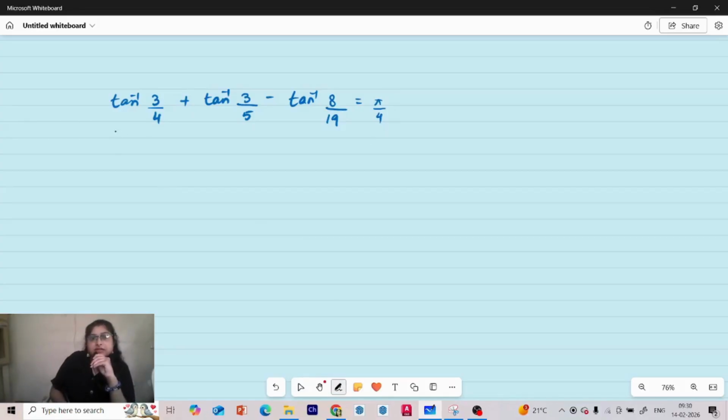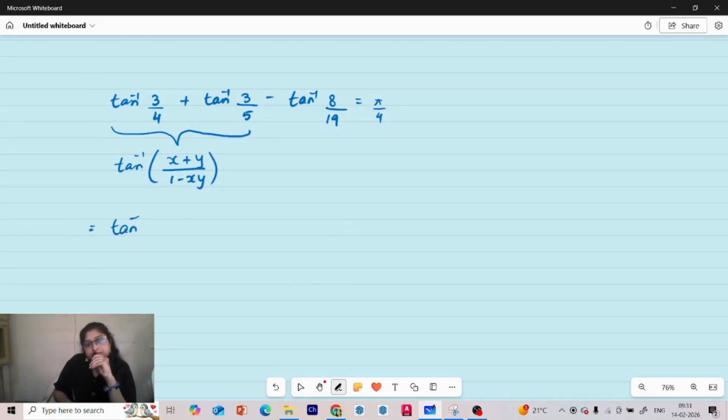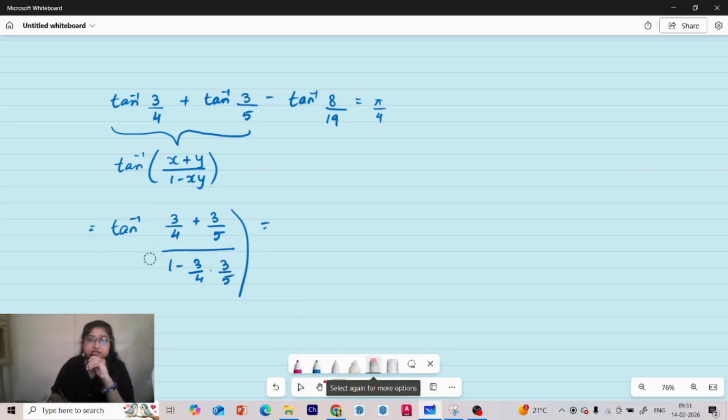Alright, so for this also let's apply tan inverse x plus tan inverse y, which is equal to tan inverse of x plus y by 1 minus xy. By now you should remember the formula. So what is x? 3 by 4. What is y? 3 by 5. So 3 by 4 plus 3 by 5, divided by 1 minus 3 by 4 into 3 by 5. Okay, and so adding that up, let's put the brackets properly.